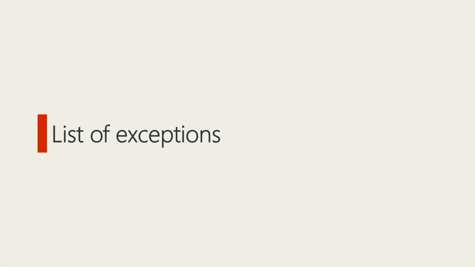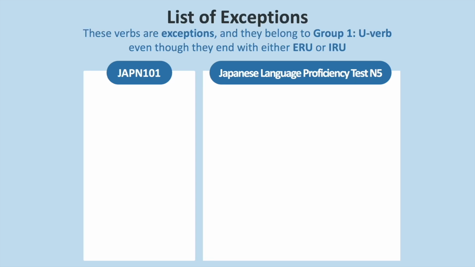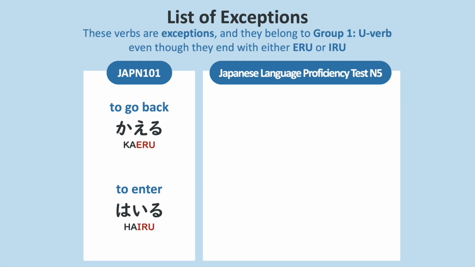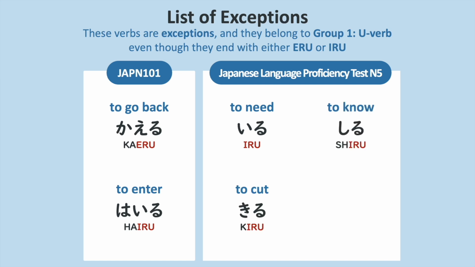Now let's see the list of exceptions. These verbs are exceptions, and they are u verbs, group 1, even though they end with either える or いる. For those who study the Japanese 101 level, we have about 2 exceptions. 帰る, to go back, and 入る, to enter. For those who study for the Japanese language proficiency test N5, there are a few more exceptions. いる, to need, 切る, to cut, 知る, to know, and 走る, to run.